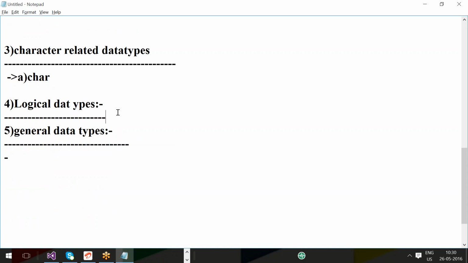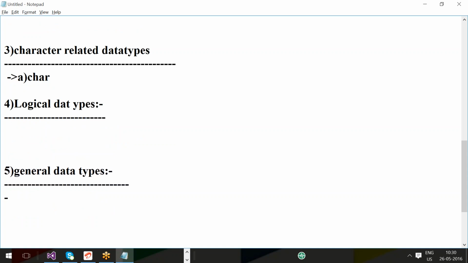Renuka, explain about logical types. There is only one data type in logical data types, that is bool. The predefined size is 1 bit.